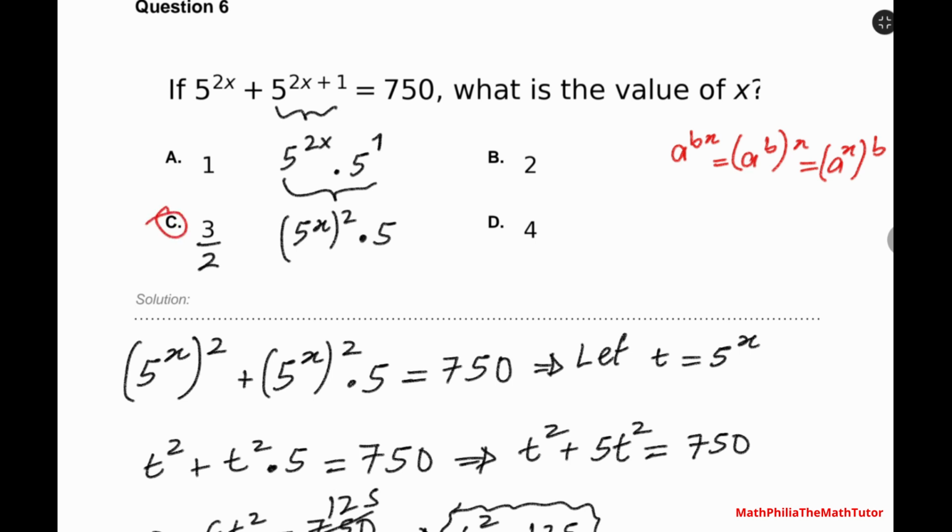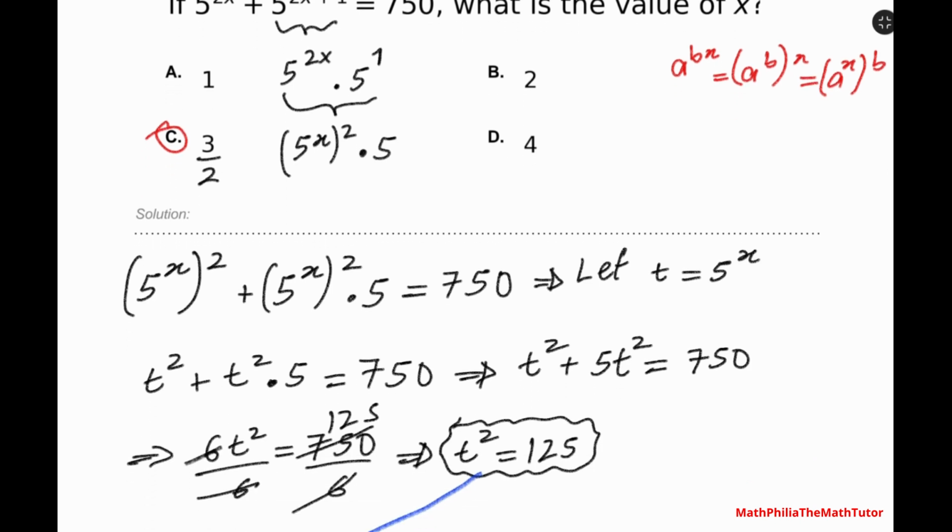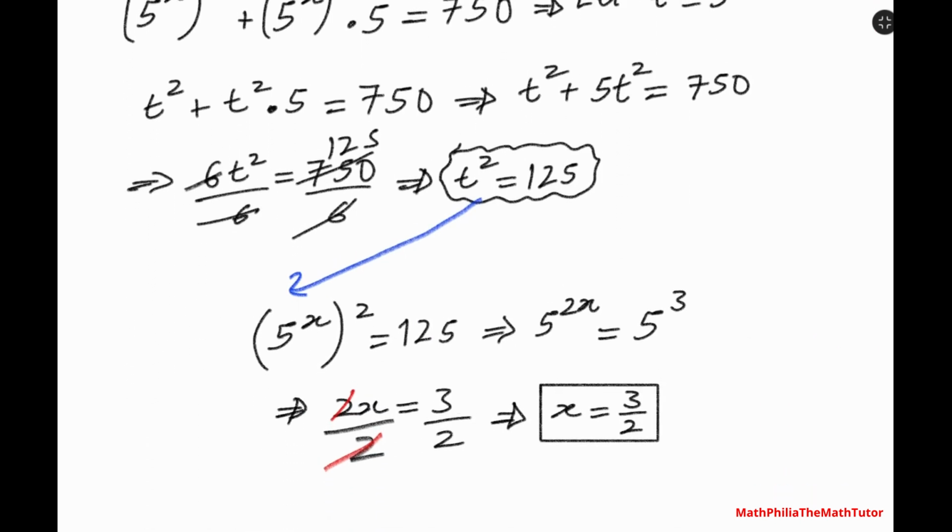Again, if you want, you can go ahead and verify. If you punch in your calculator, if you replace the value of x with our answer, which is 3 over 2, you are going to get 750. So that is the correct answer. The answer to this question is 3 over 2 or 1.5.